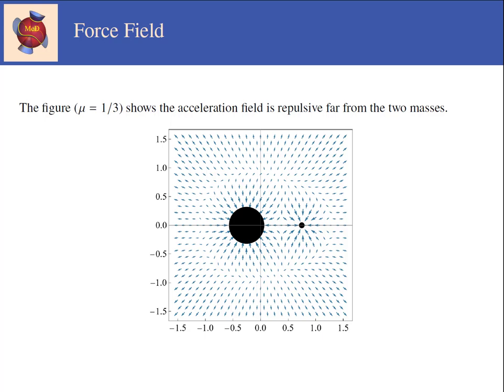In this picture, we use mu equals 1/3 because that makes it easy to see what's going on. If we use a more extreme value for mu, then it's harder to see some of the details. Here you're looking at a vector plot of the acceleration field acting on the satellite. If the satellite is close to either of the two black masses, then it's attracted to them, as one would expect. However, far away from the two masses, the centrifugal force pushes the satellite away from the origin.